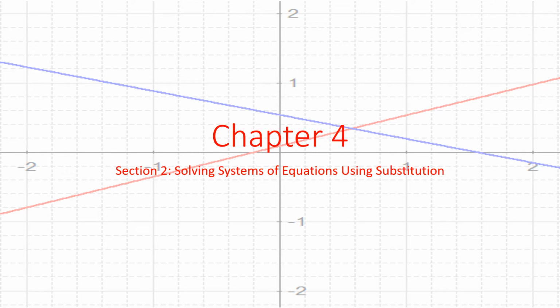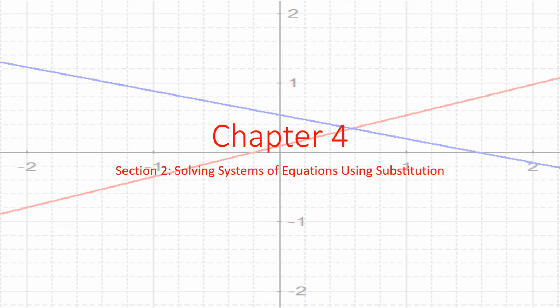Welcome back to Chapter 4. We're looking at Section 2 now, which may seem a little bit weird because we jumped ahead. Now we're going back. But this section and the next section, we're going to be looking at solving these systems of equations algebraically. We have two different methods that we use, and we'll see why we like doing this as opposed to solving them graphically in just a couple minutes.